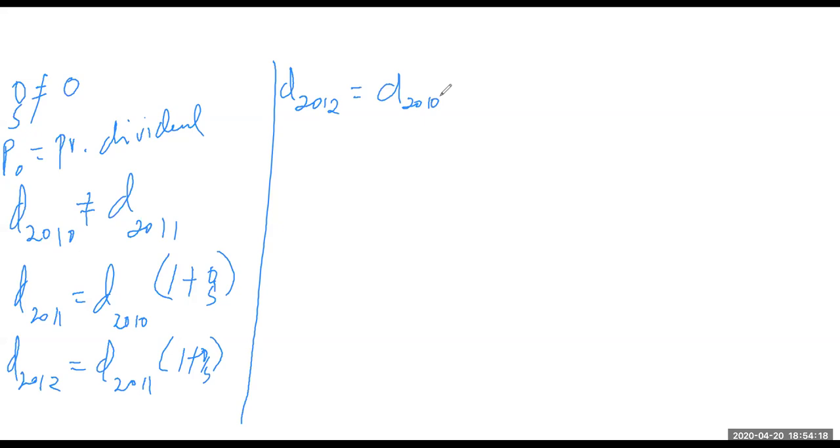If we compare D2012 with the year 2010, this is 2 years later. Since there are 2 years of growth, it is 1 plus G. From 2010 to 2012, we have 2011 and of course the year 2012 itself, so those are 2 years. Therefore, 2 years later, we can square, from 2010 to 2011 and 2011 to 2012.